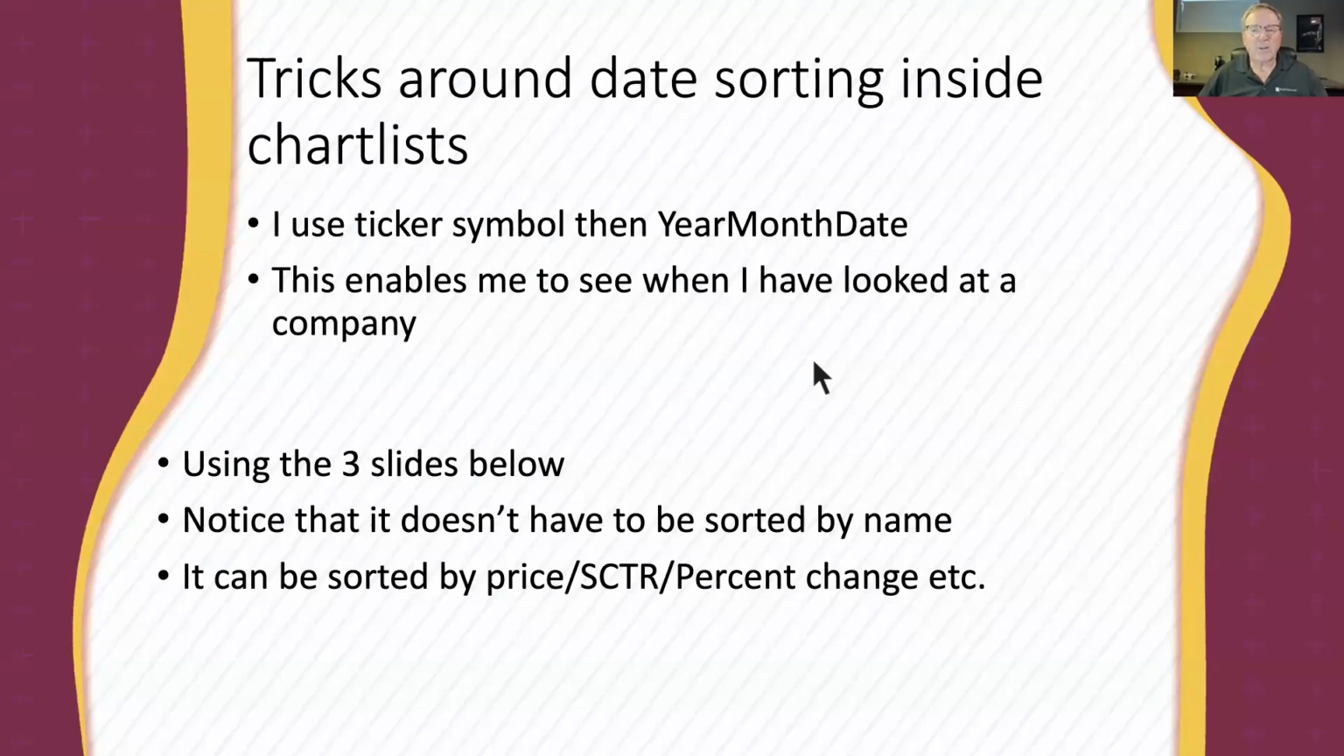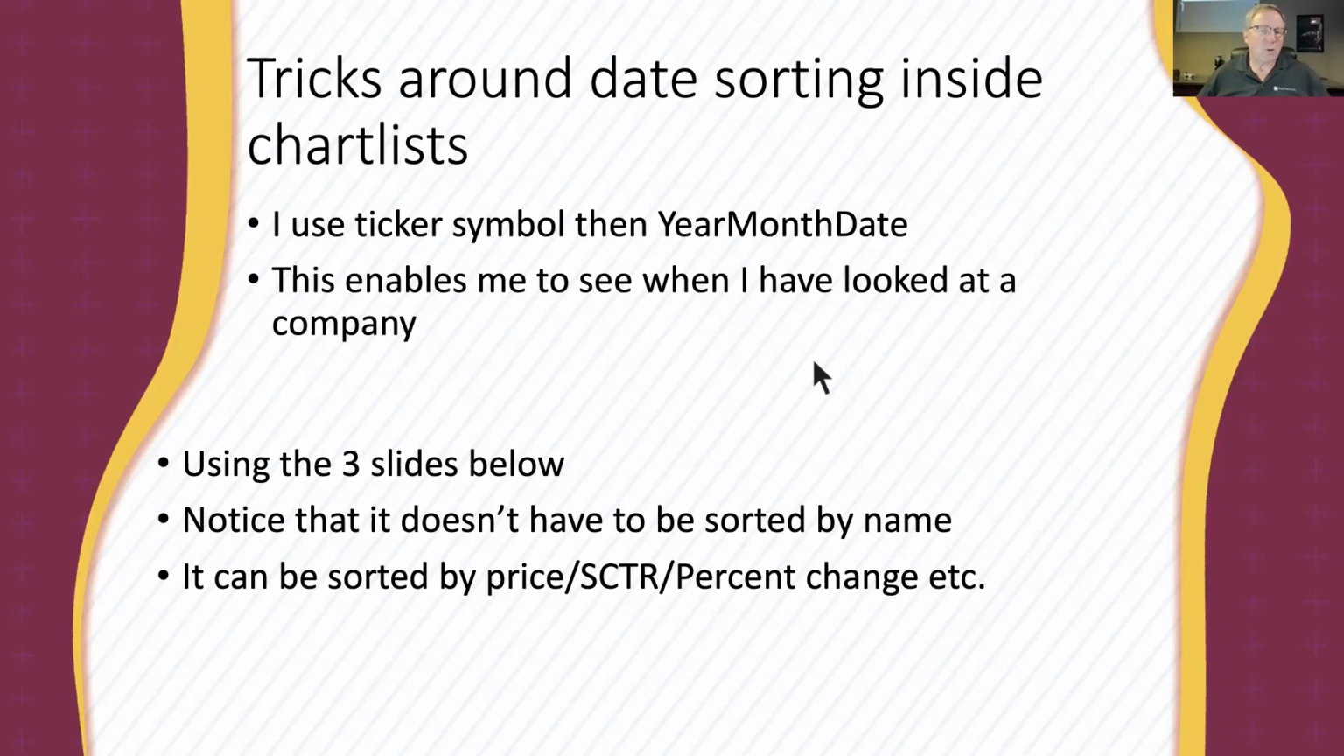So, tricks around date sorting inside chart lists. I use a ticker symbol and then the year, month, and date in that order. And this enables me to see when I have looked at the company. So as an example, if I go check on Apple, I want to know the last time I looked at it or annotated the chart. And so I've got that all saved.